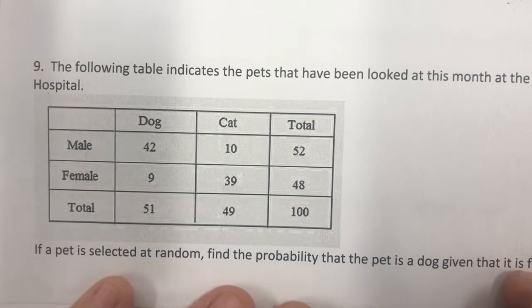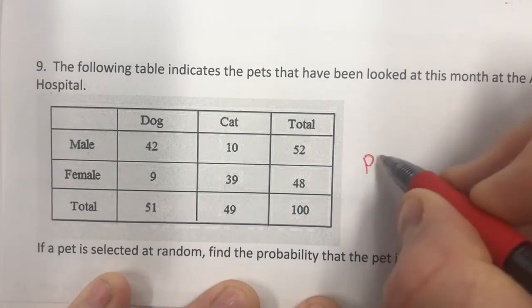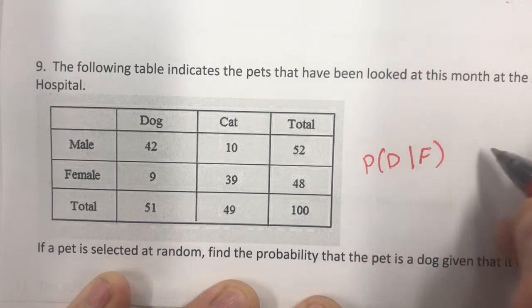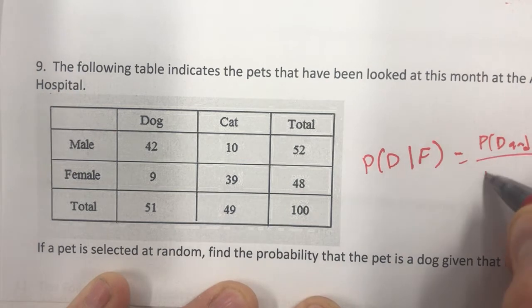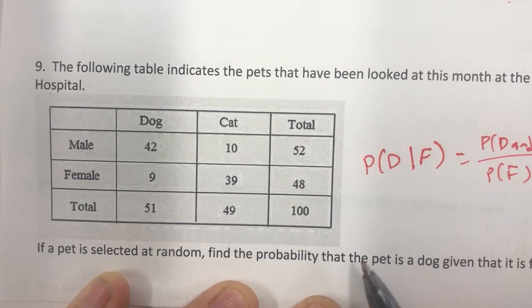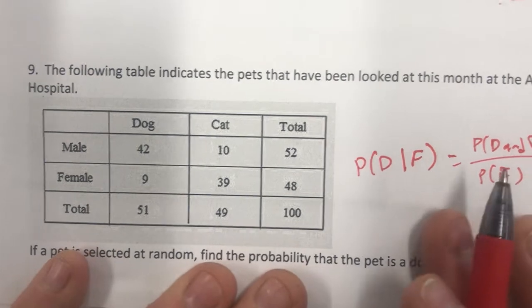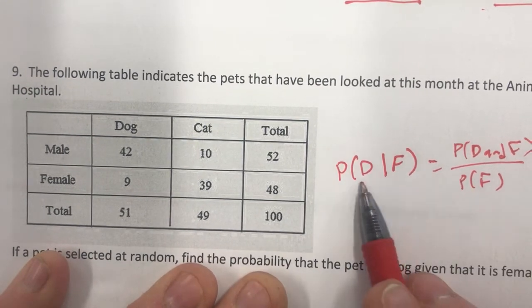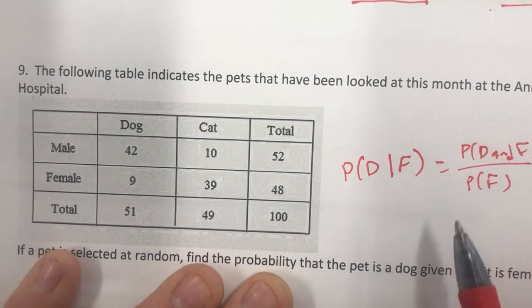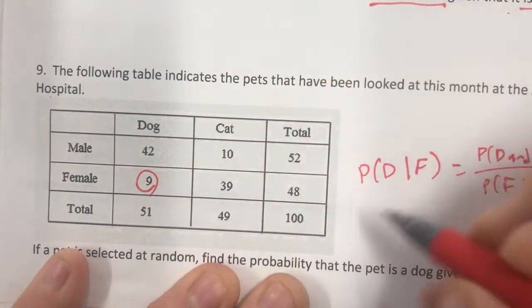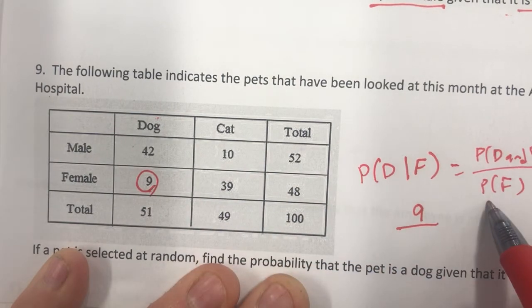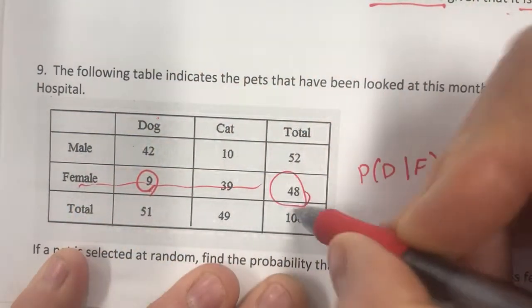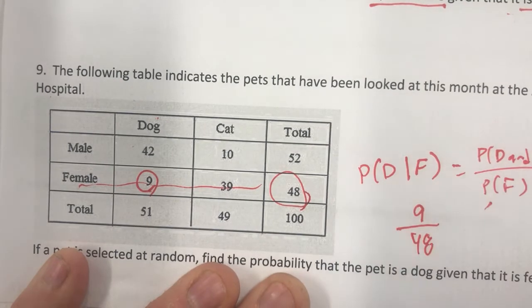All right, on this one, find the probability that the pet is a dog given it's a female. So the probability that it's a dog given female. So that's going to be the probability of a dog and female divided by the probability that it's female. Dog and female on top, female on the bottom. All right, dog and female right there, there's 9, that's the top number. That's dog and female. And then the probability it's a female right here, 48. 9 divided by 48. So you just divide those around in 3 places.